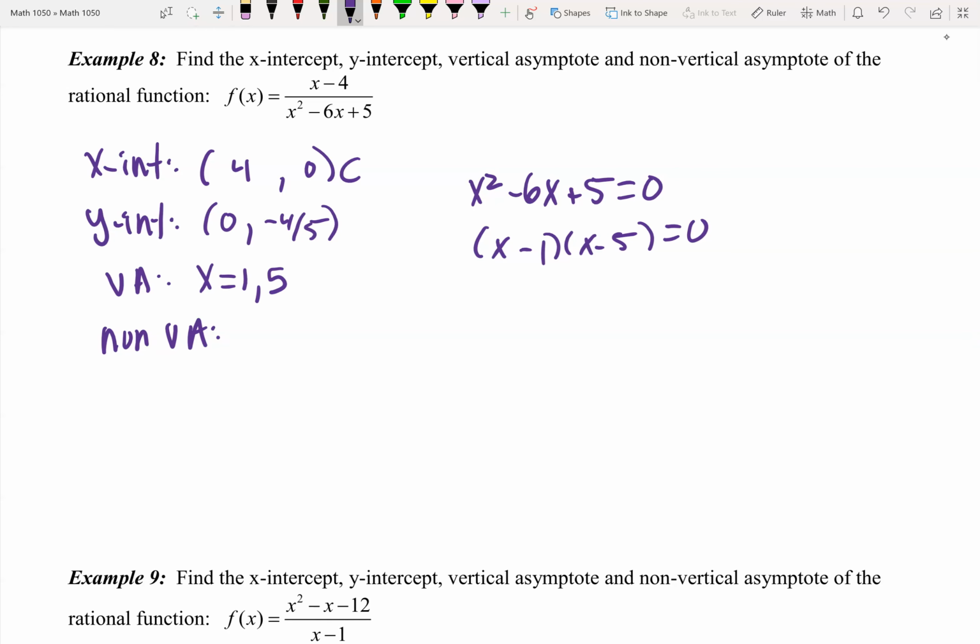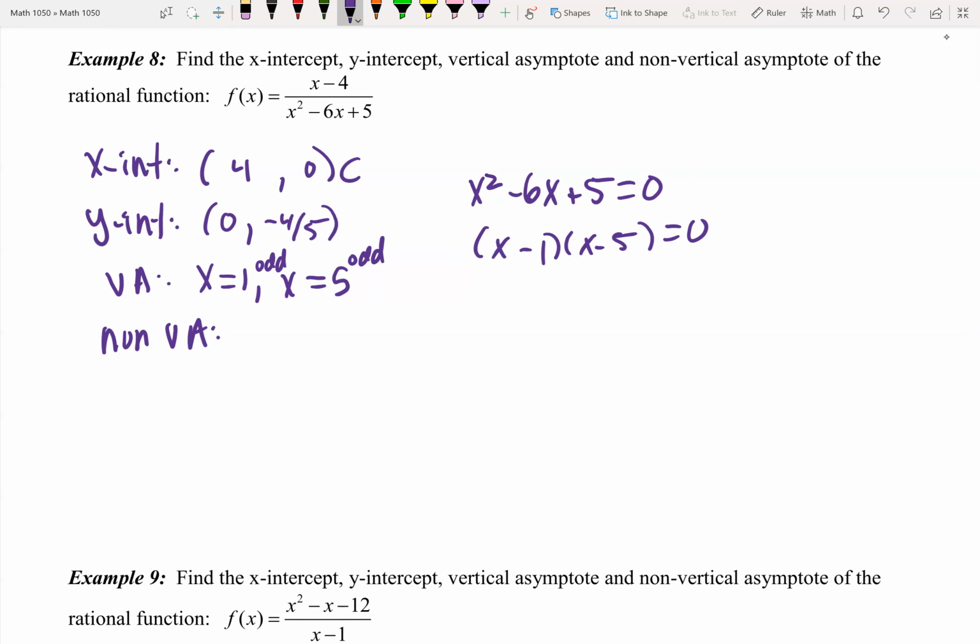Look at how I wrote that. Are they going to give you credit for that? No. They are not. Please don't write it like that. You get x equals 1 and x equals 5. Are those asymptotes even or are they odd? They are odd because they both have exponents of 1.